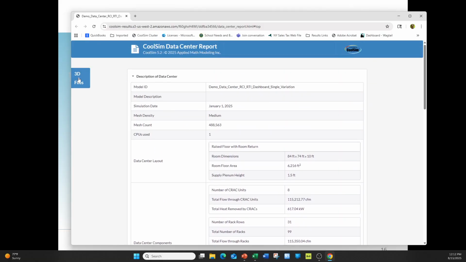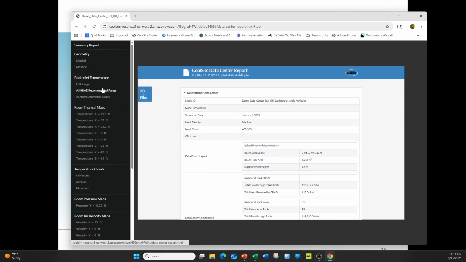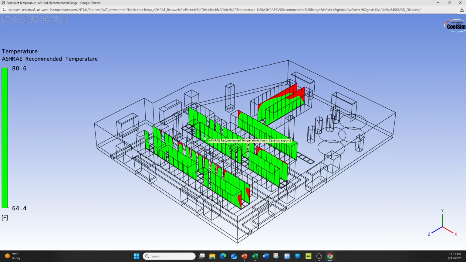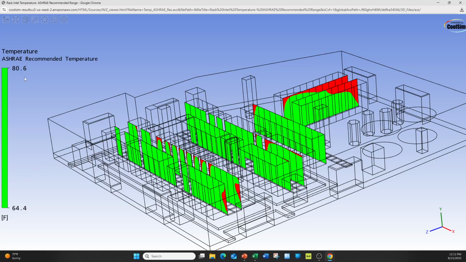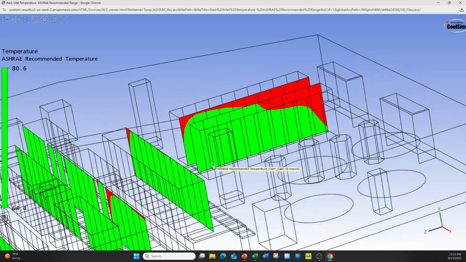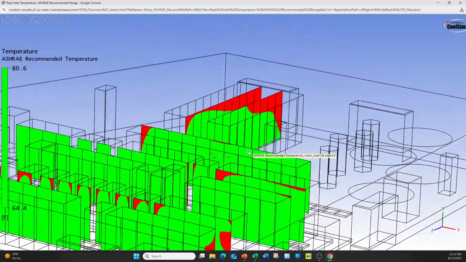So over here in the CoolSim report is the 3D output. One of the ones I always go to first is the recommended inlet temp range. And you can see here that I'm out of range. This is a compliance plot, so I'm looking at temperature. This is the ASHRAE range of recommended inlet temperature on the racks, which is how these are defined in terms of specification. 64.4 is the low end in Fahrenheit, 80.6 the high end. You can see I've got some problems here. Over here I'm out of range, I'm hot.